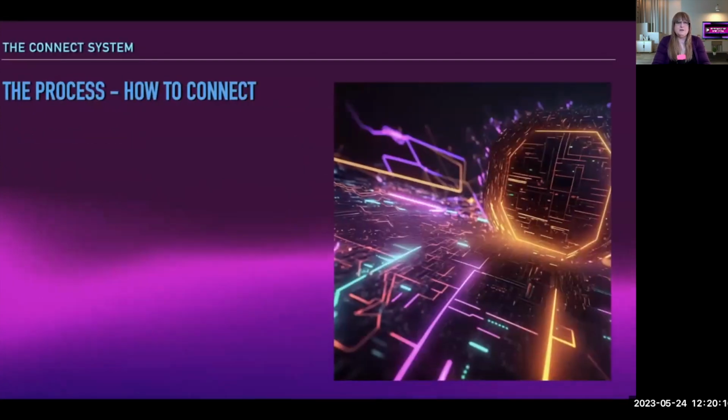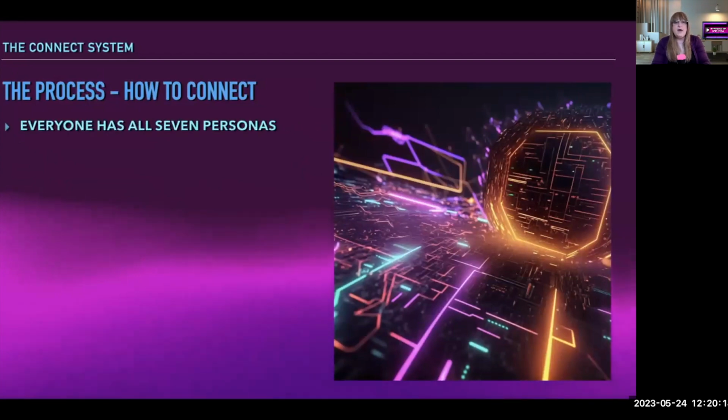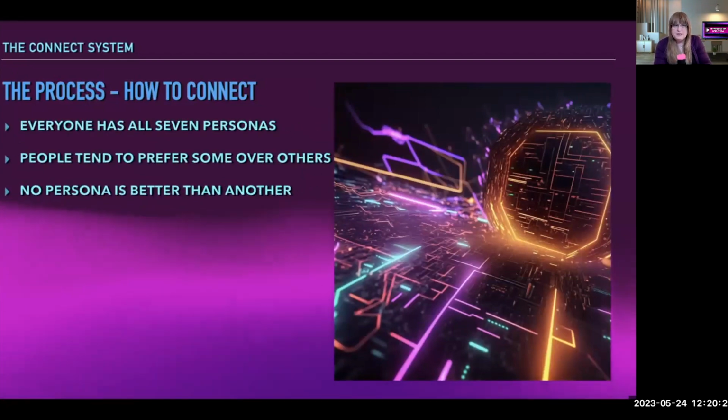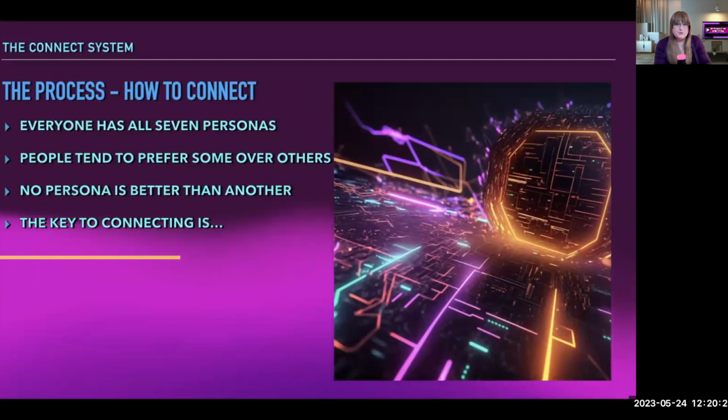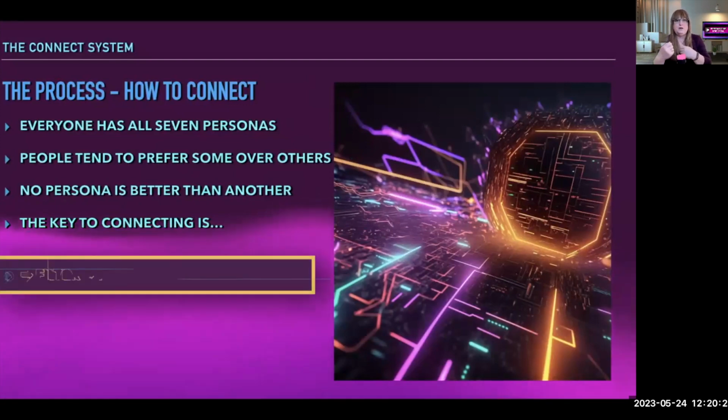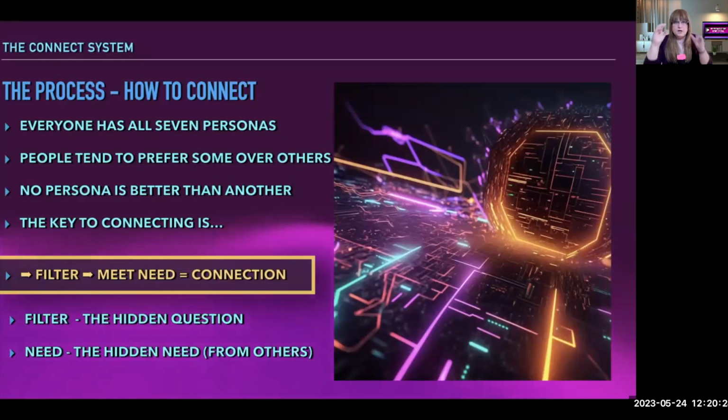So today we're talking about the beaver and how to connect with people. So here's the key. Everyone has all 7 personas that they can take on and put on, take off, like a mask or a filter or like goggles. People tend to prefer some over the others. So generally, if somebody is using a beaver persona, for example, that's what they're going to approach life with most of the time in most situations.